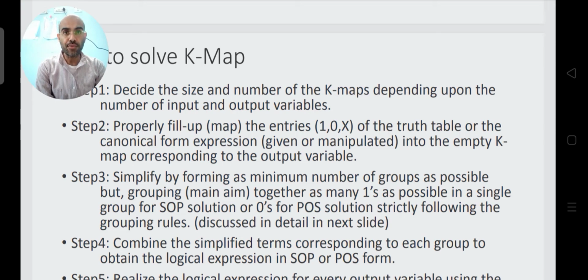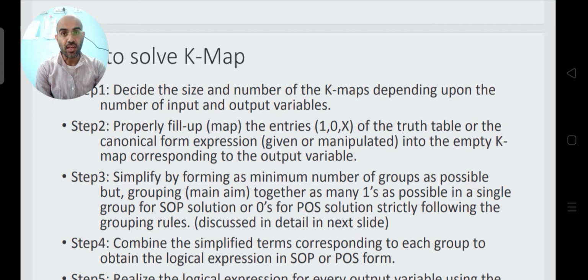The first entry is the presence of the min term. Later on we will talk about the max term also, but whatever I am saying about the min term is equally applicable for the max terms, with only one difference. The presence of the min term is marked as 1 in the K-map, whereas the absence of the min term is marked as 0.